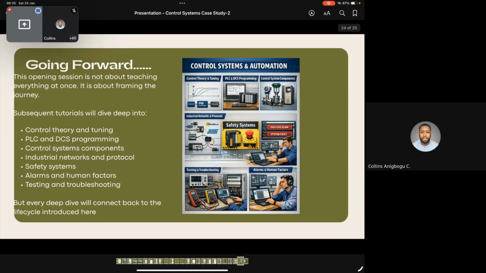So going forward, this opening session is not about teaching everything at once. It's about framing the journey. Our subsequent tutorials will deep dive into control theory and tuning, right? The PID, of course, cascade, where and when we use cascade controls, ratio control, feed forward, even advanced controls. Do we really even need them? Statistical process controls, and all of those things.